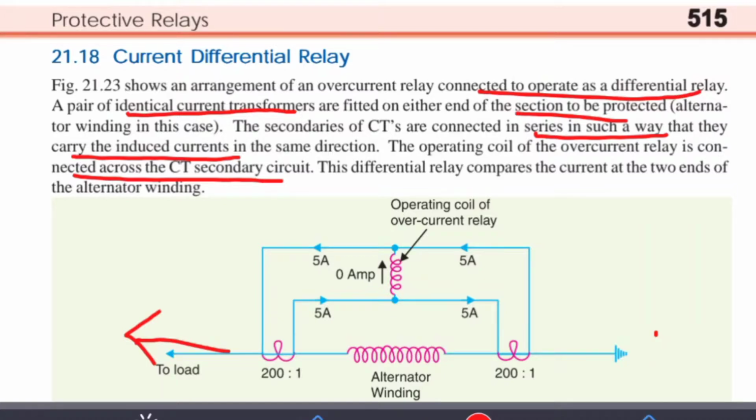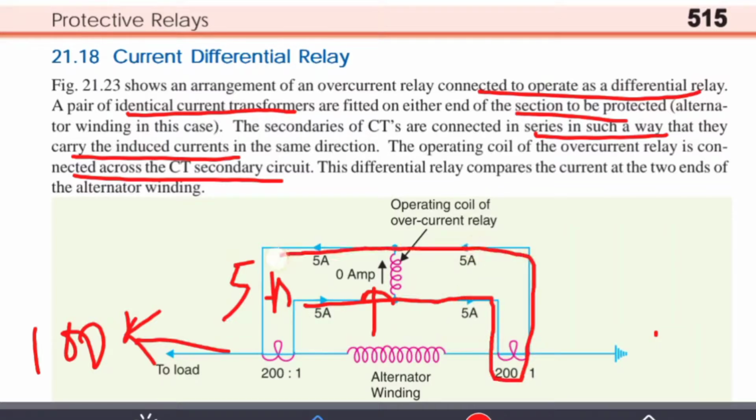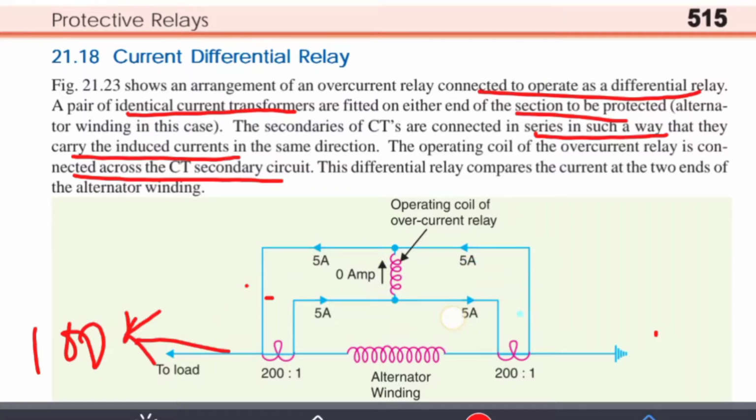Under normal operating conditions, as we explained, there is no current; zero current will flow through the relay coil. Assume the alternator is supplying a load of 1000 amps. The secondary current of the CT is 5 amps, and 5 amps is flowing through the pilot cables, which are connected to the CTs. There is no current flowing through the relay coil. We have to observe that in this diagram.